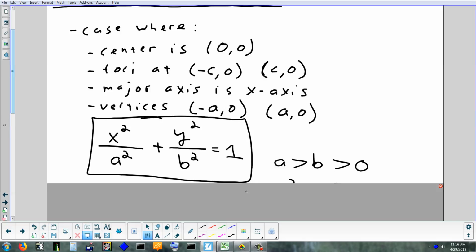So I told you there's going to be 3 letters involved, A, B, and C. Well, still not telling you exactly how to get A and B, but what I am going to tell you is A is always bigger than B. And B is greater than 0. So that means A and B are always positive, and A is always the bigger one. So, if you're ever given 2 numbers and you're not sure which one is which, the bigger one is A. Okay, always.